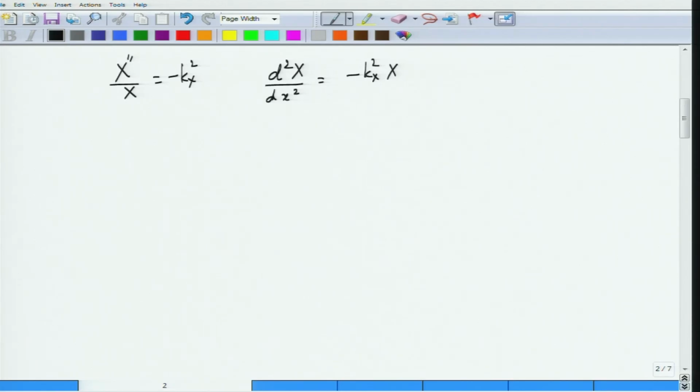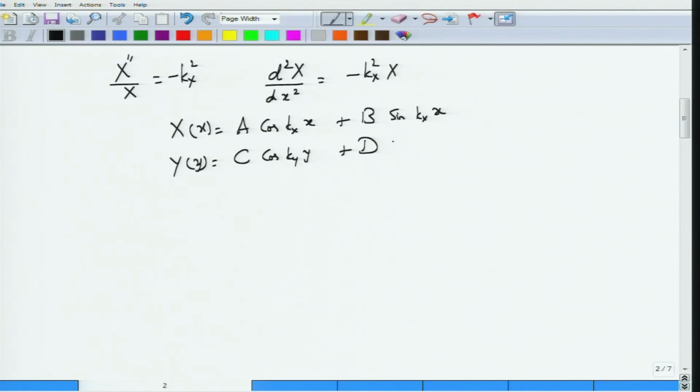Well, this is a second order differential equation, and the constant term is minus kx squared. Therefore, the solution for X will be some constant a cos kx x plus some other constant b sin kx x. Similarly, I can find Y of y, which will be some other constant c cos ky y plus another constant d sin ky y, right. So, I have these two expressions for X and Y.